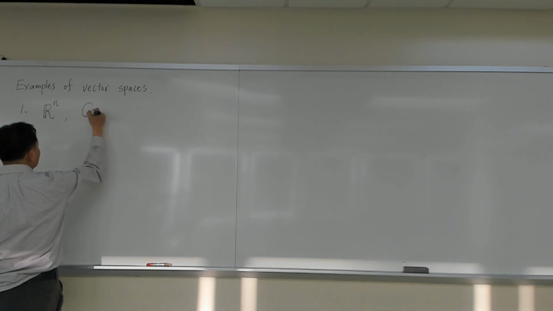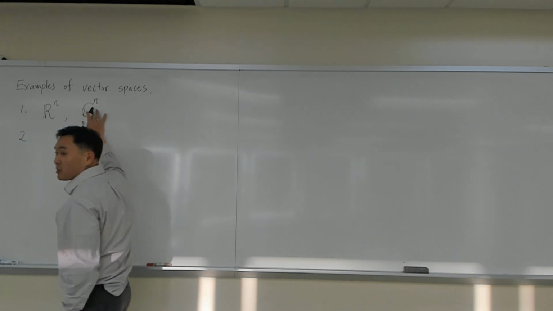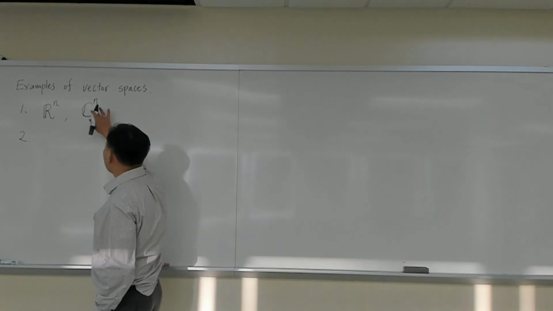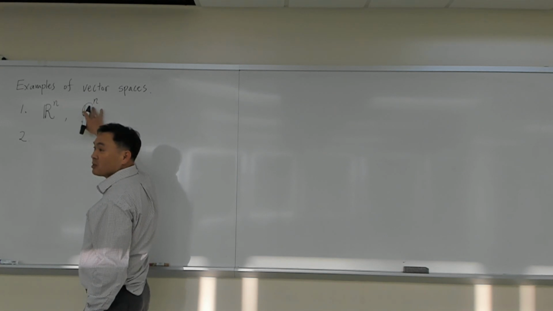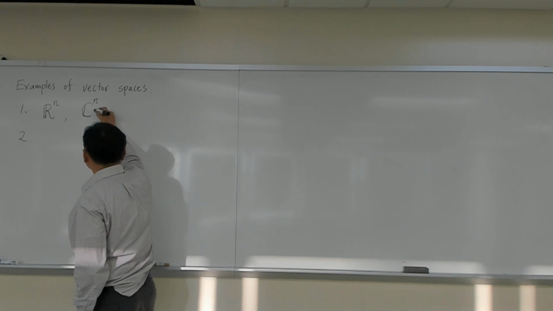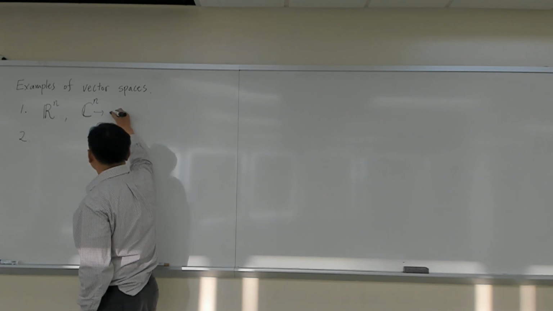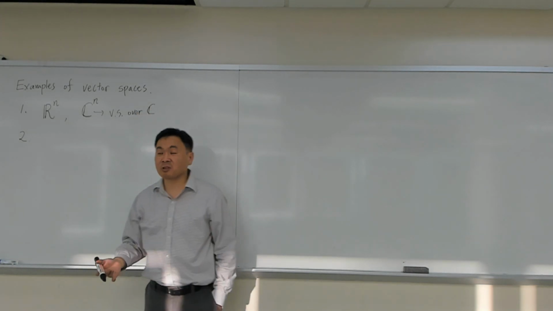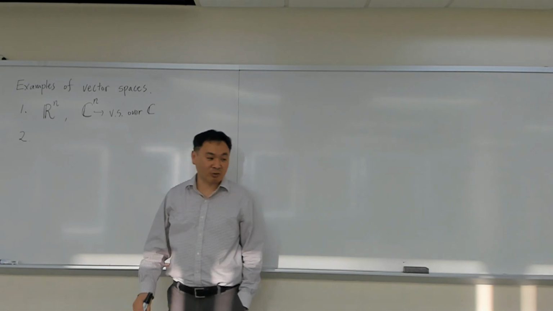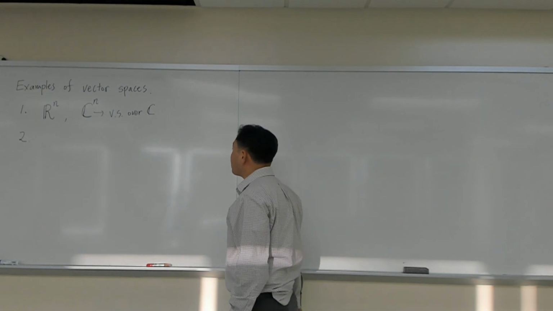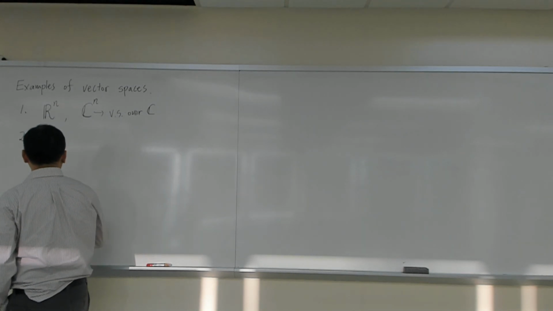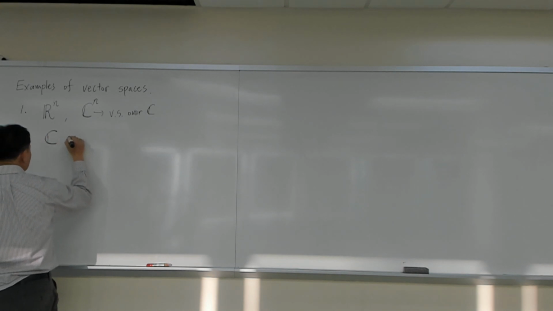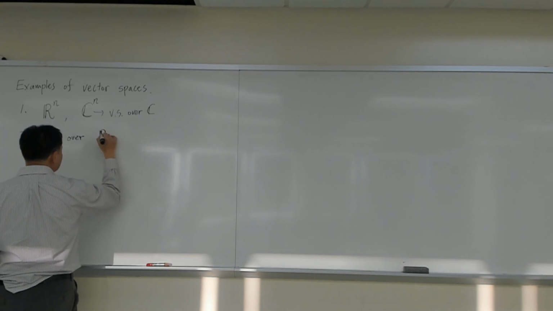And also C, the complex numbers. You can take n-dimensional complex coordinates, and that's going to form a vector space. So this one will be a vector space over C. Although you can also think of this as a 2n-dimensional vector space over R. Okay, so C over R.